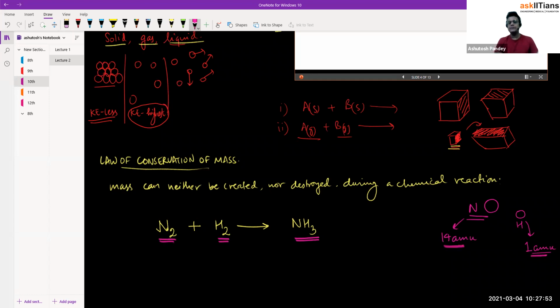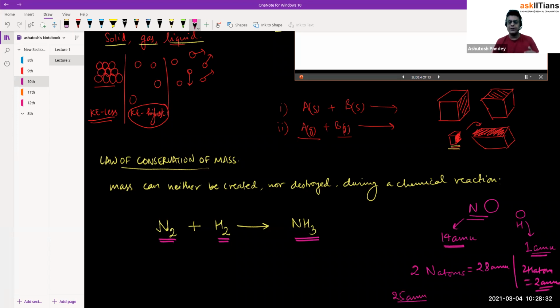Now I was saying that if we took two nitrogen atoms only, then we'll have a mass of 28 AMU, while if we take two hydrogen atoms, then the mass will be 2 AMU only. It means that all the atoms of all these elements will have their characteristic masses. We cannot have 25 AMU mass when we are taking only nitrogen atoms.